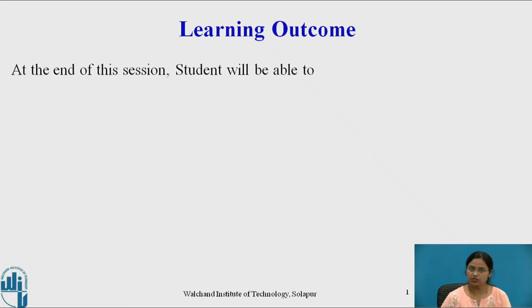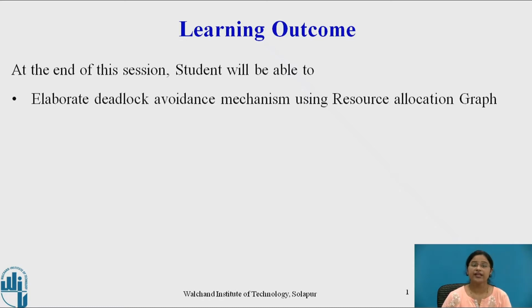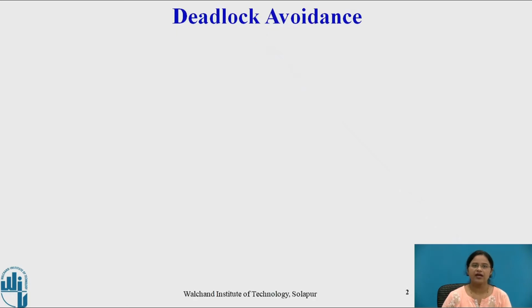So, the learning outcome of this session is: at the end of this session, the student will be able to elaborate the deadlock avoidance mechanism using resource allocation graph. And now, what is deadlock avoidance?